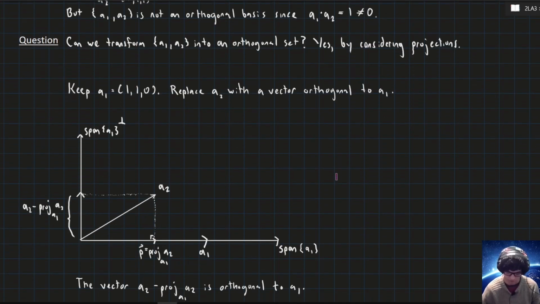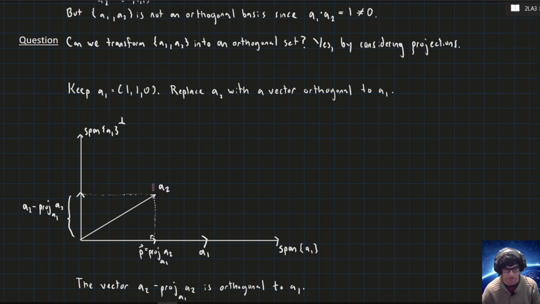So we know how to do this via projections, right? So here's A1, right? And here's A2, right? I want a vector that's orthogonal to A1. So if this line is the span of A1, then I want a vector that's in the orthogonal complement of the span of A1. In other words, a vector in this space.